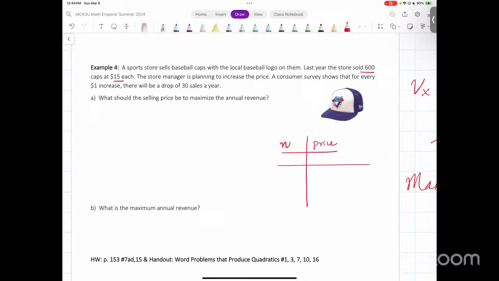And then the revenue. The revenue is going to be N times price. You sell 600 items for $15 each, so the revenue is 600 times 15. Anyone have any question with that part?